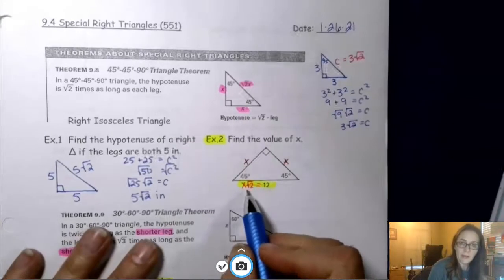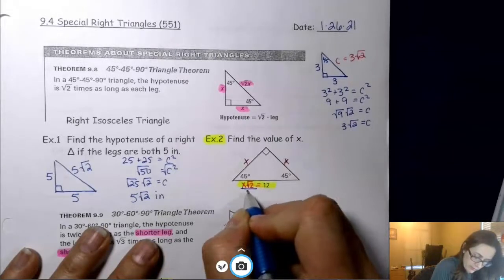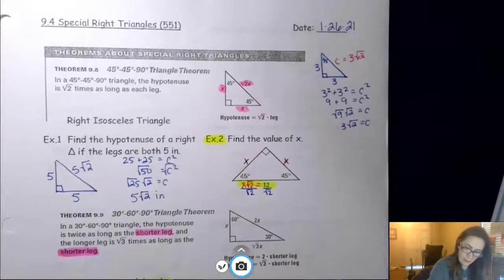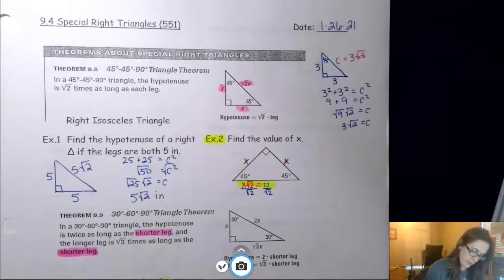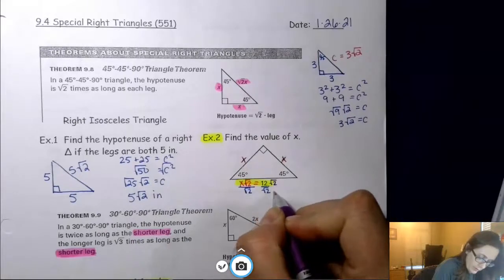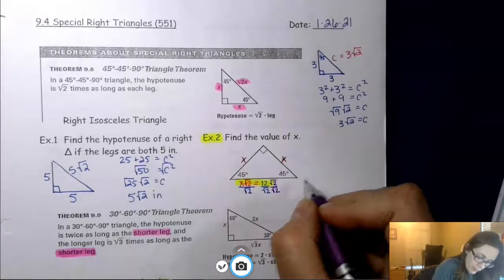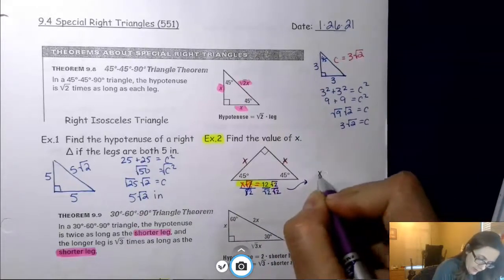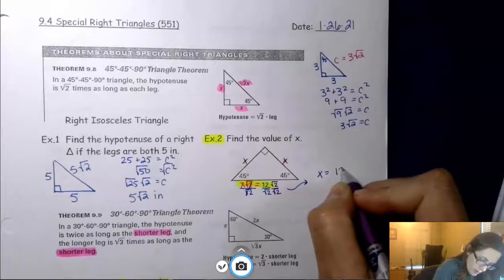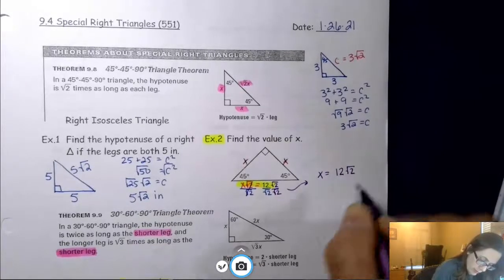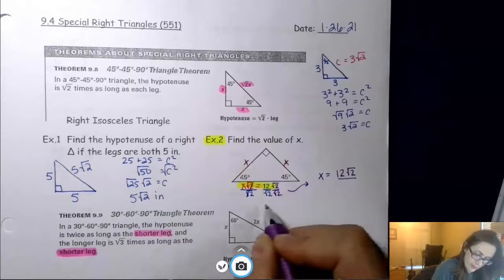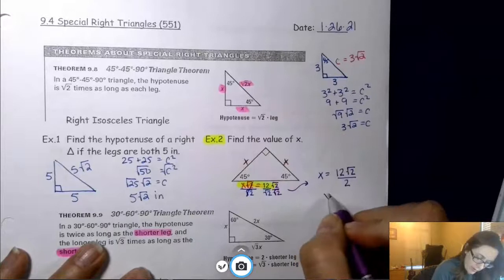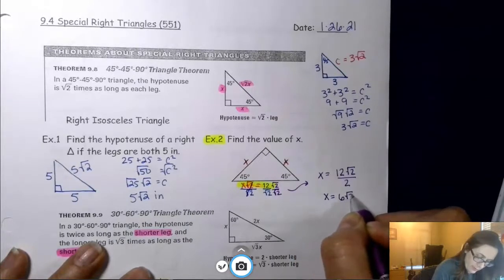To get the x by itself, I'm going to have to divide by root 2. Can't have a radical in the denominator, we have to rationalize the denominator. Multiply by root 2 over root 2. So I end up with x equals 12 root 2 over root 2 times root 2, which is 2. Well, that can simplify, so I actually end up with x equals 6 root 2.